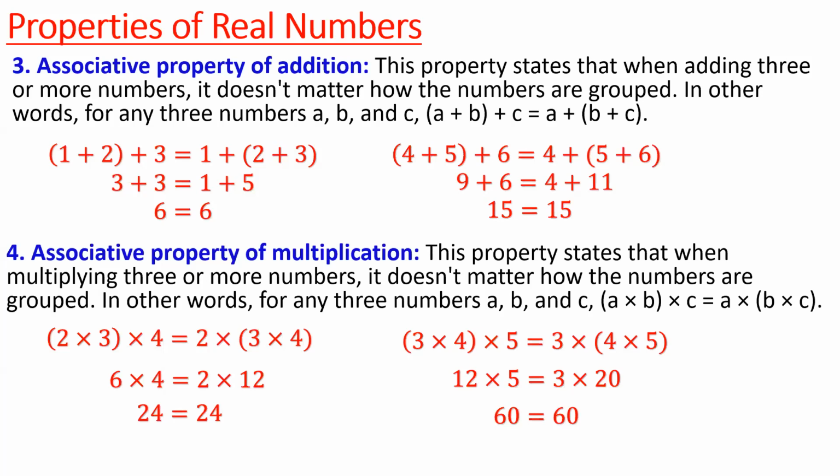Jabez, can you read the associative property of multiplication, please? Yes, sir. Associative property of multiplication. This property states that when multiplying 3 or more numbers, it doesn't matter how the numbers are grouped. In other words, for any 3 numbers, A, B, and C, (A times B) times C equals A times (B times C). Very good.